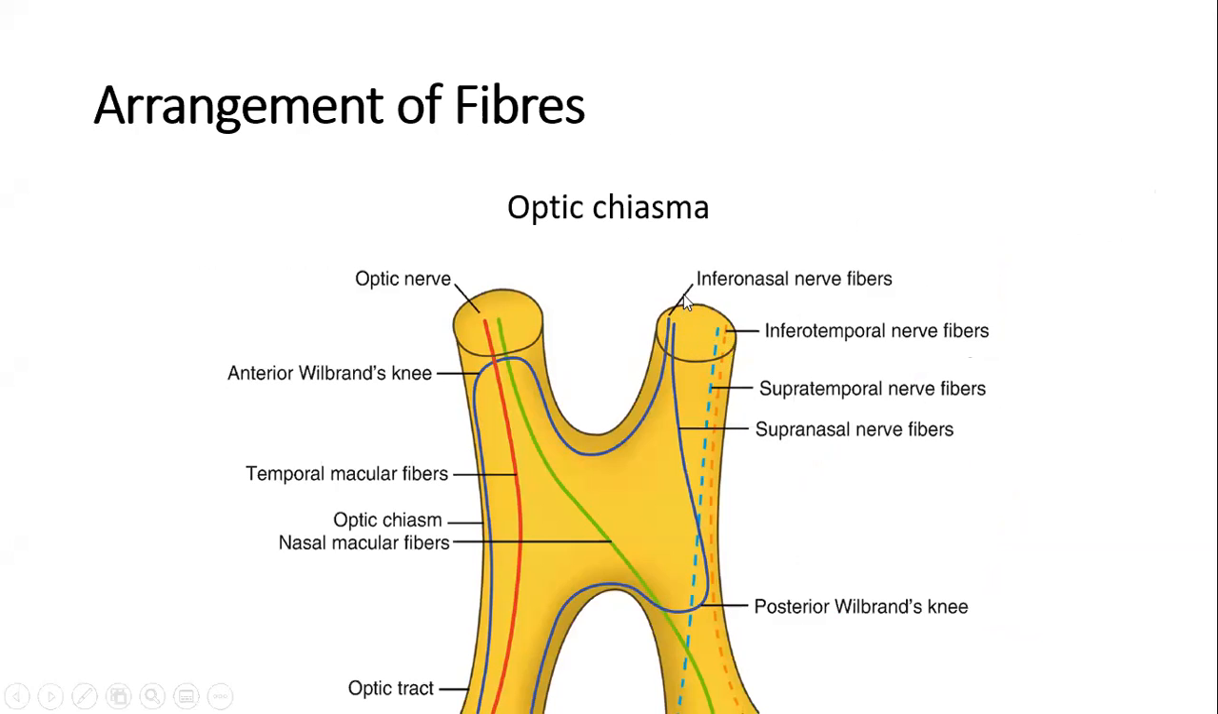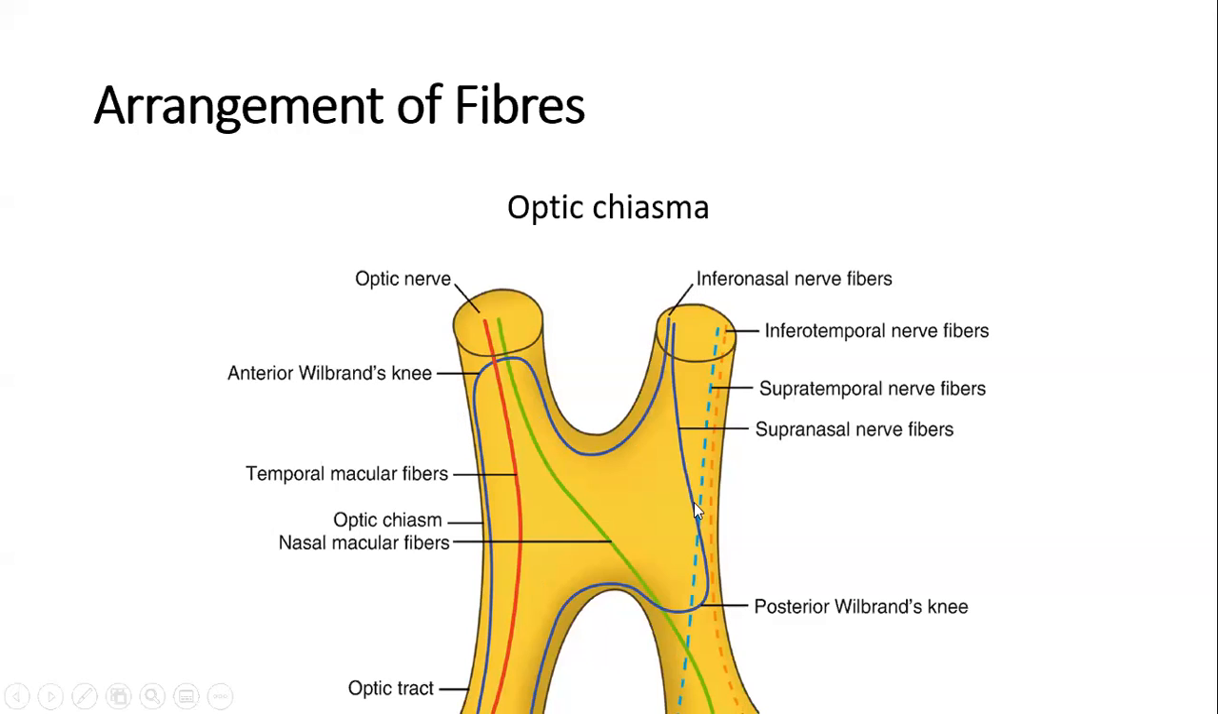So we saw earlier that the nasal fibers are going to cross over to the opposite side in the chiasma, right? But it is not a direct course. Instead of going directly, the inferonasal fibers, which correspond to the supratemporal visual field, take a U-turn, go into the opposite side optic nerve for some distance, and then go along the periphery to the optic tract on the opposite side. So this U-turn that is being taken is called the anterior knee of Willebrand.